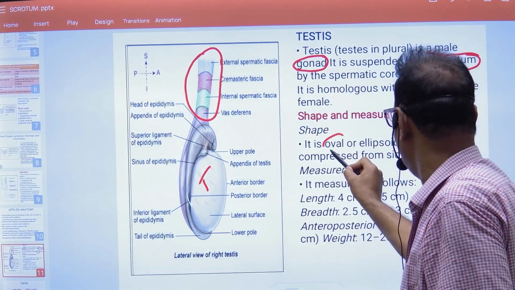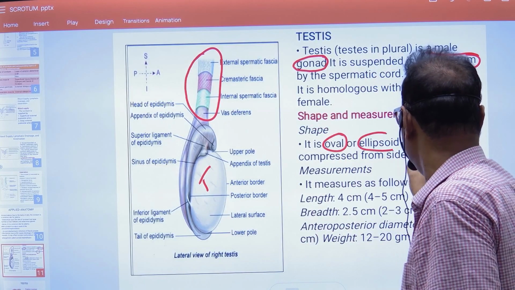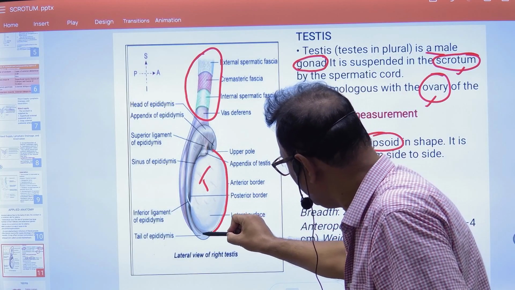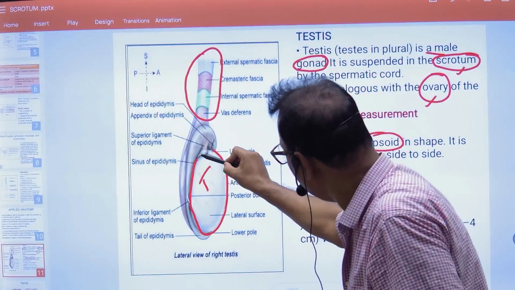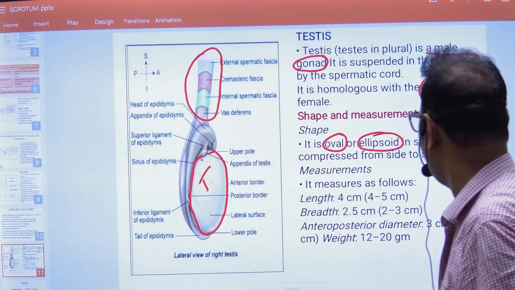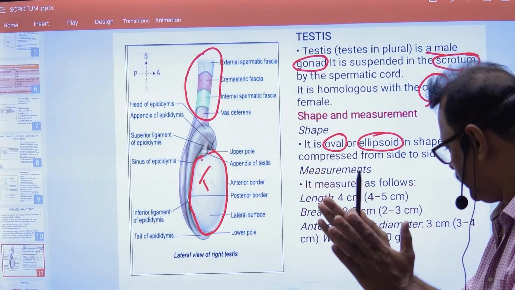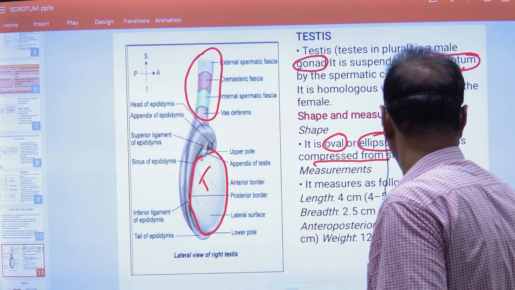Its shape is oval or ellipsoid. See, you can see this. This shape is almost oval in shape. It is oval in shape and compressed from side to side.